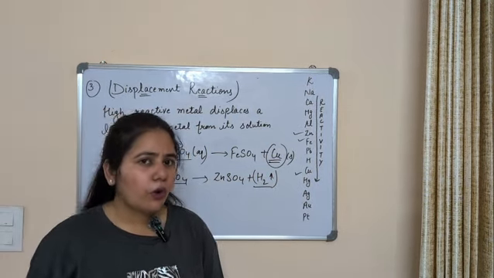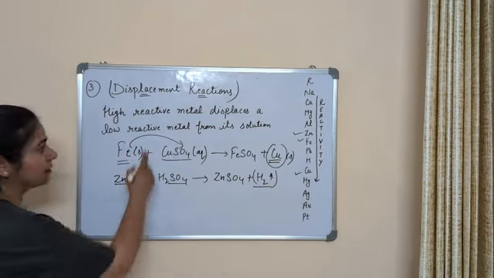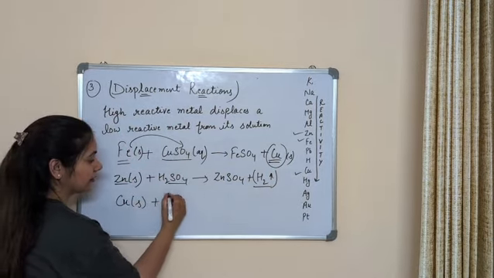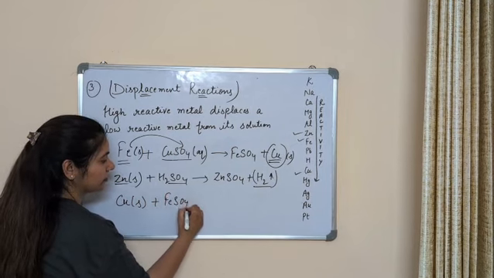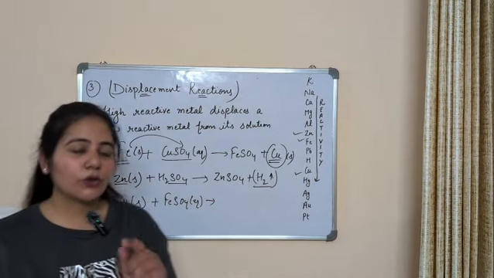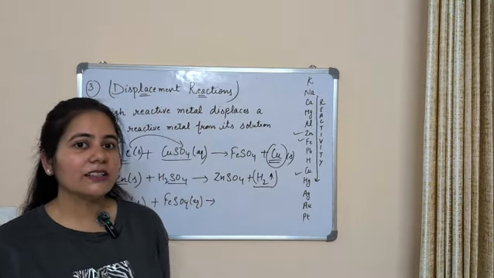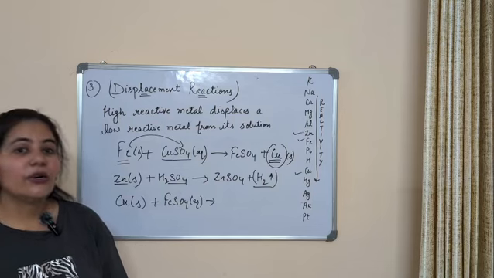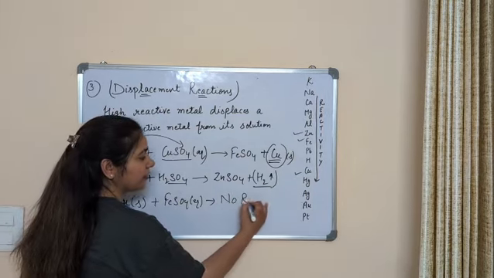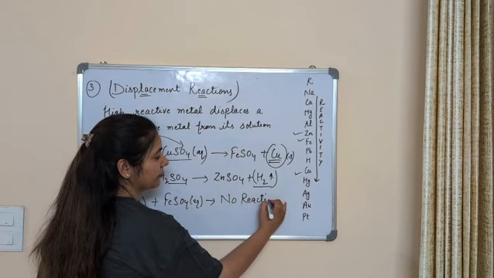There is one question also. If I write copper and iron sulfate, obviously in aqueous form, will this reaction occur? This is a question for you. Will this reaction occur? So the answer is no. This reaction will not take place. So you will write here no reaction.